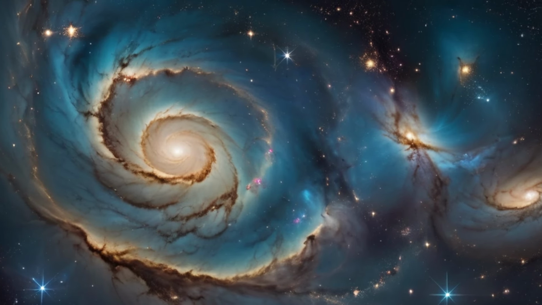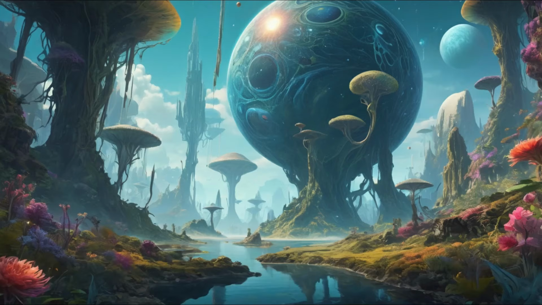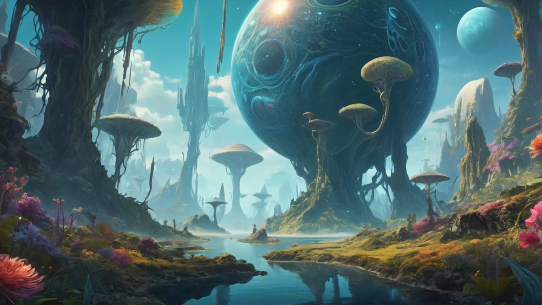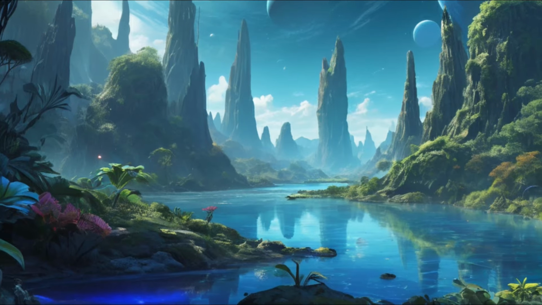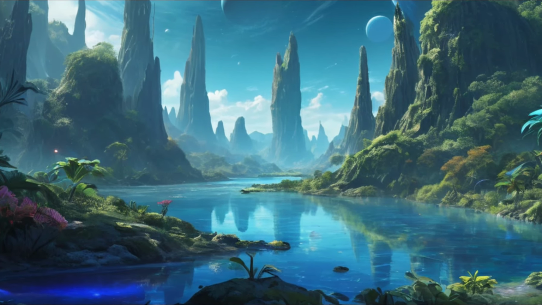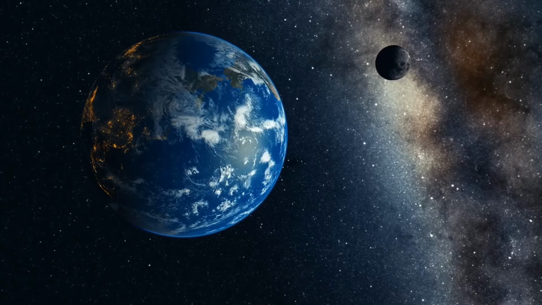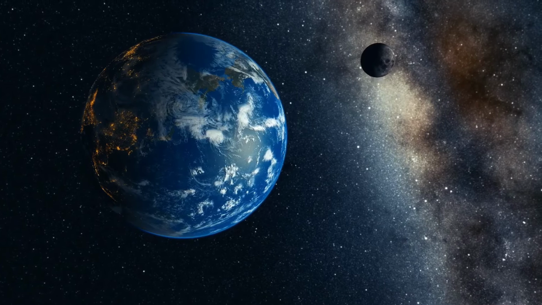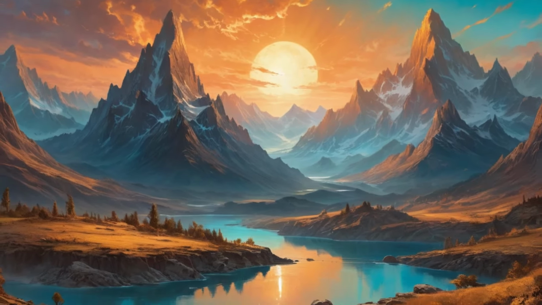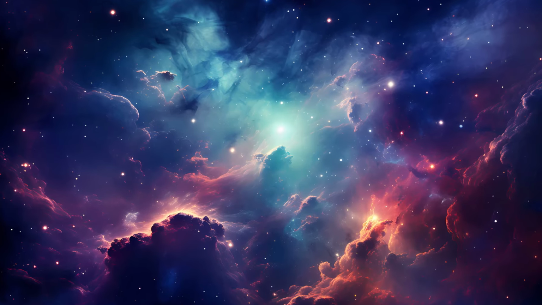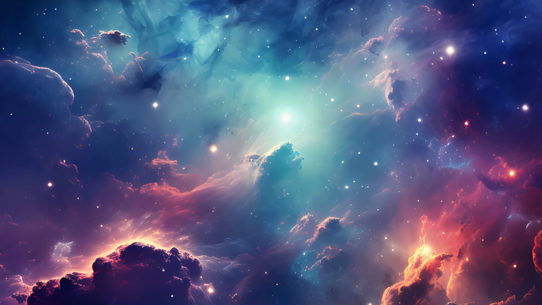Number of planets per system that could support life, n-e. This term highlights the number of Earth-like planets per planetary system. It refers to the number of planets per planetary system that are within the star's habitable zone, where liquid water could exist, often called the Goldilocks zone, not too hot, not too cold. For example, Earth is in this zone in our solar system. The habitable zone varies depending on the type of star and planetary conditions.